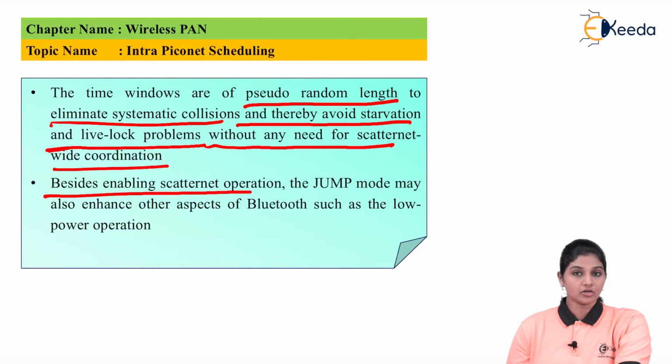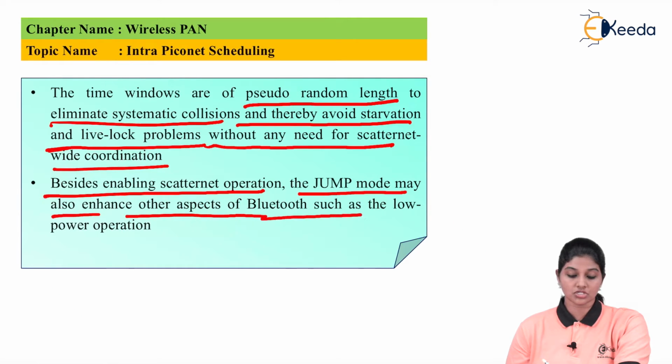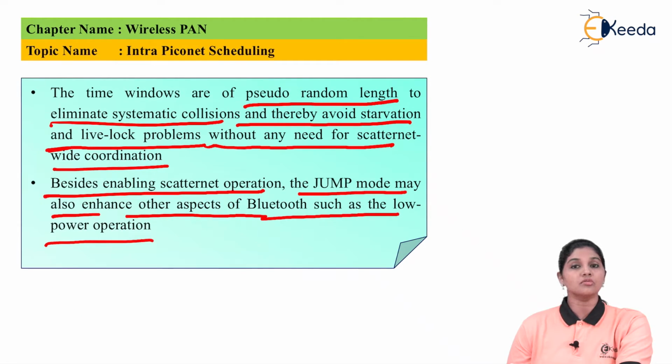Besides enabling scatternet operation, the jump mode may also enhance other aspects of Bluetooth, such as low power consumption. As we know, the most important parameter of Bluetooth is power consumption, as most of the devices used in the Bluetooth network are battery operated and portable devices. Therefore, to have longer battery life, it is very important that the device, or we can say the network, must consume less power. Therefore, this jump mode algorithm also concerns low power operation of the Bluetooth network.